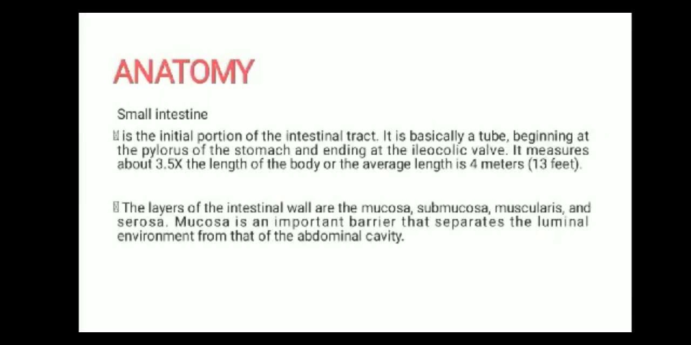For the anatomy, the small intestine is the initial portion of the intestinal tract. It is basically a tube beginning at the pylorus of the stomach and ending at the ileocolic valve. It measures about 3.5 times the length of the body, or the average length is 4 meters or 13 feet. The layers of the intestinal wall are the mucosa, submucosa, muscularis, and serosa. Mucosa is an important barrier that separates the luminal environment from the abdominal cavity.